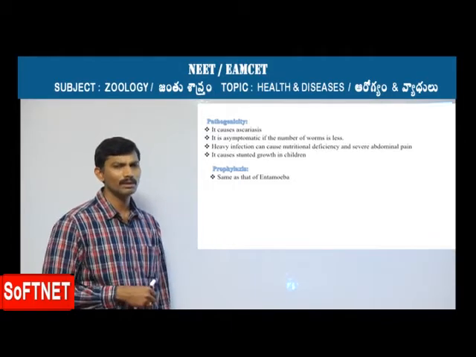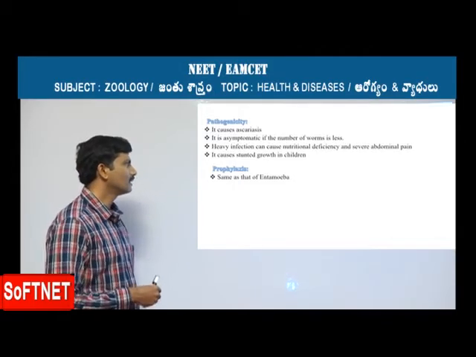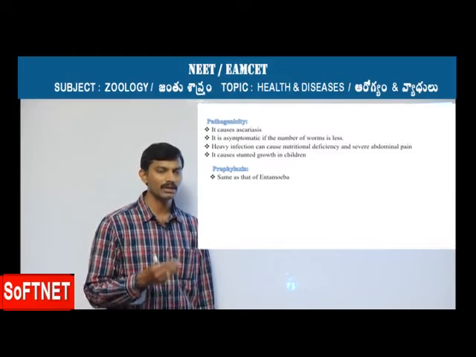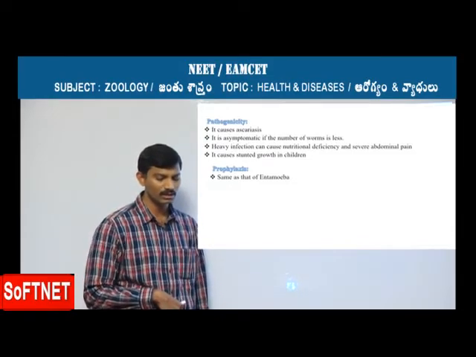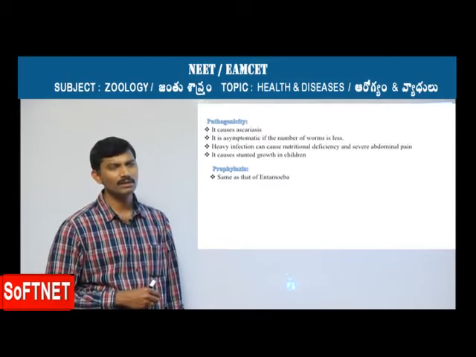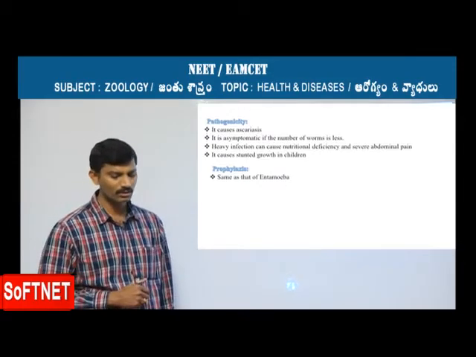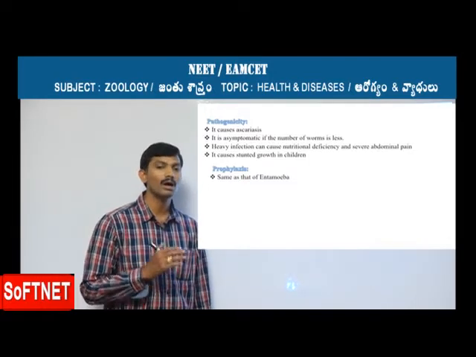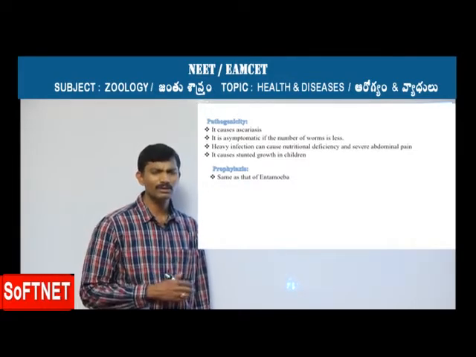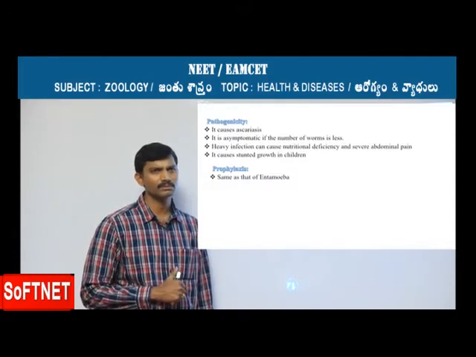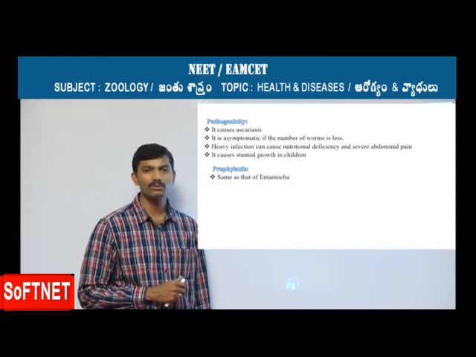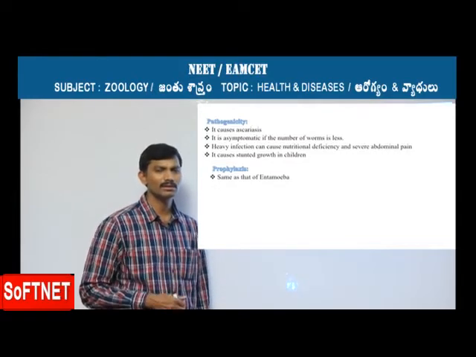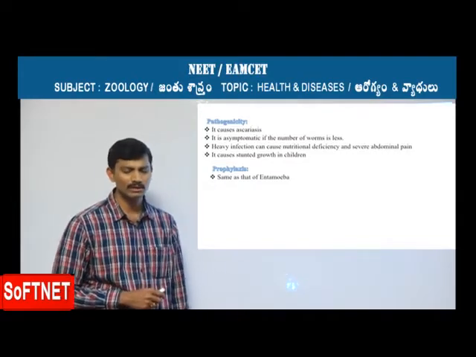Abdominal pain is a common thing, and it is believed to be responsible for stunted growth, especially in children, as it is believed that the worm produces certain substances which inhibit the human growth hormone. It is believed that the secretion of certain growth hormone inhibiting factors results in the stunted growth, especially in children.